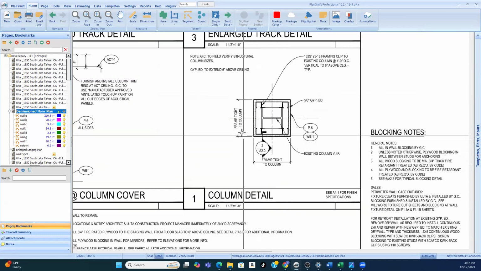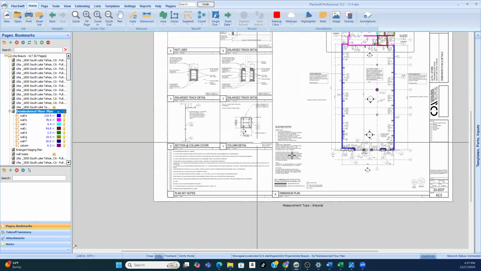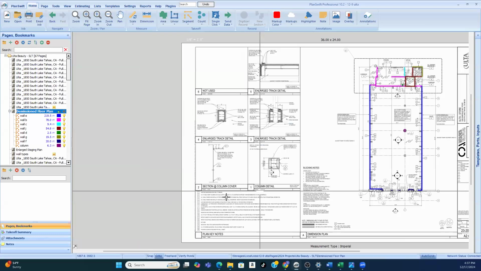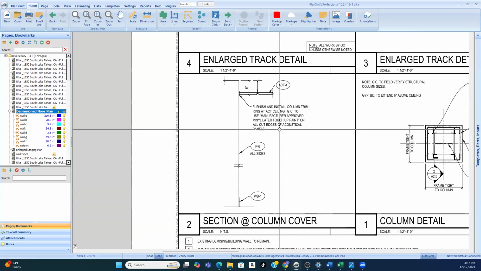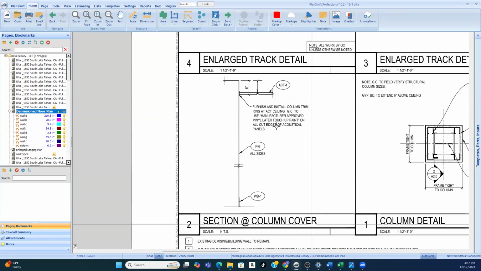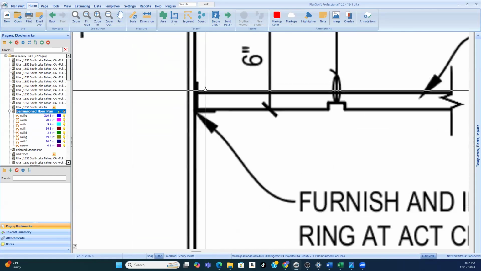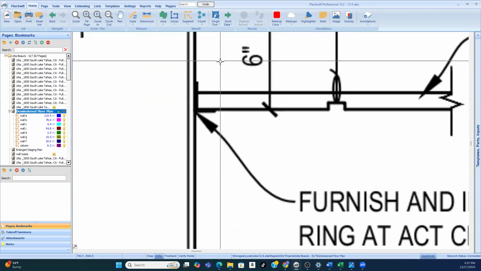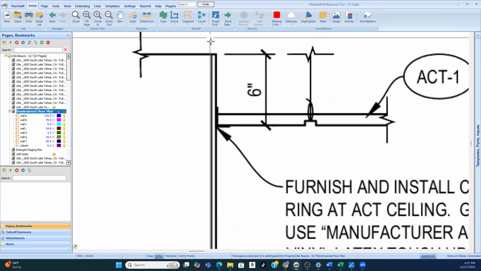So let's go to 2.0, picture number 2. Oh, that's this one. Not to scale. Beautiful. So what's this column cover? And the 6 inches, 9 times out of 10, most of the walls are going to go 6 inches above the ceiling. And so what's the ceiling? Well, we've got to figure it out and see.